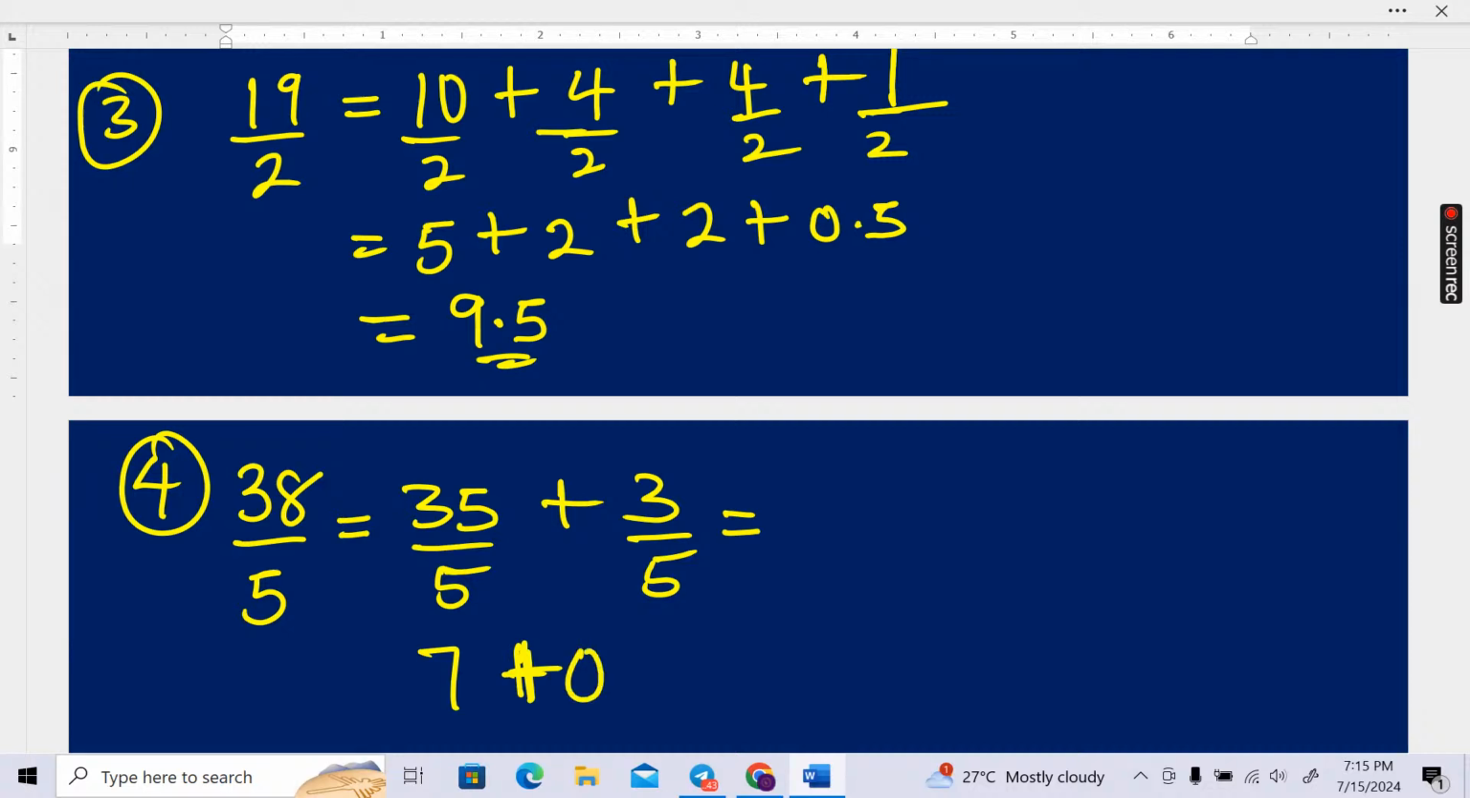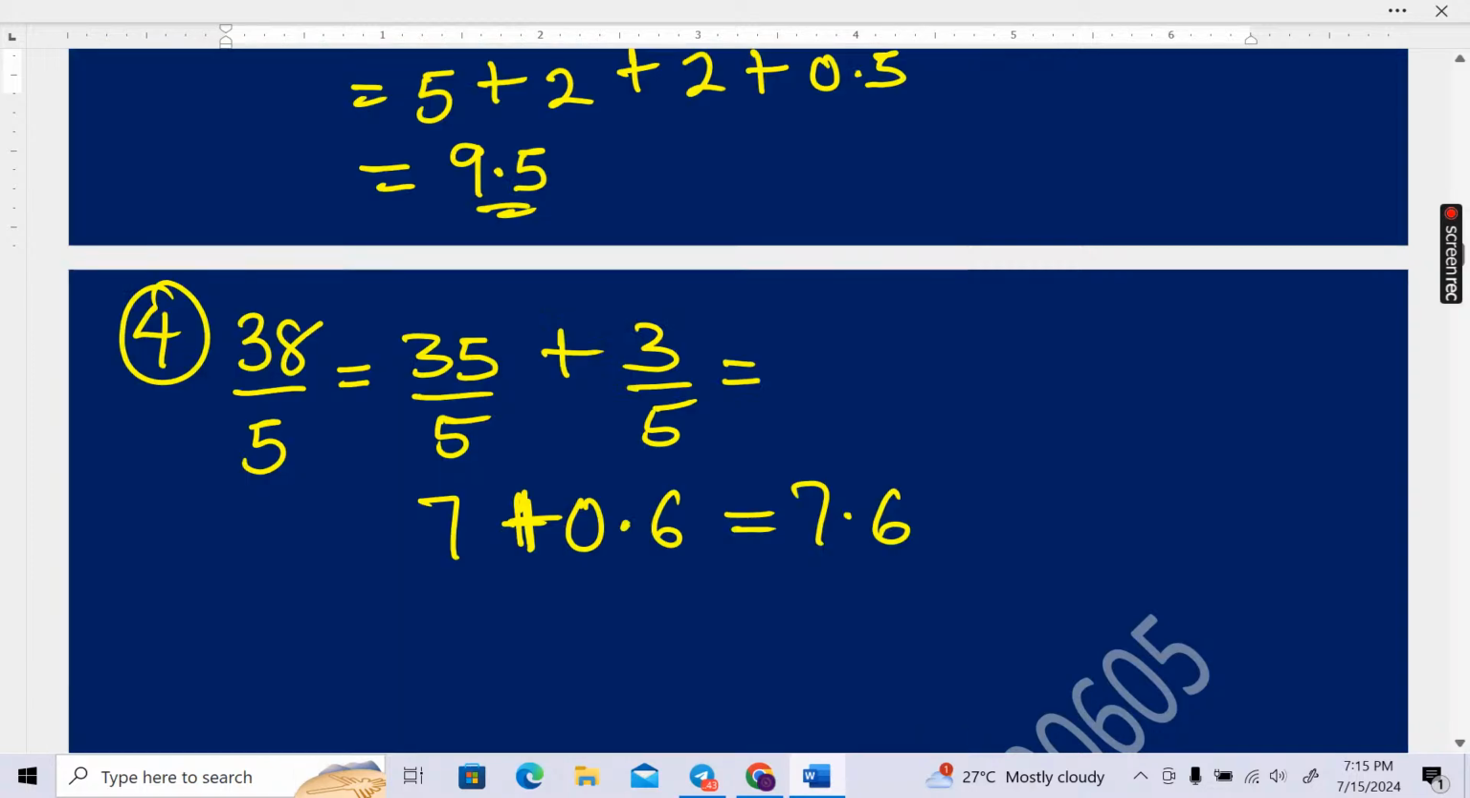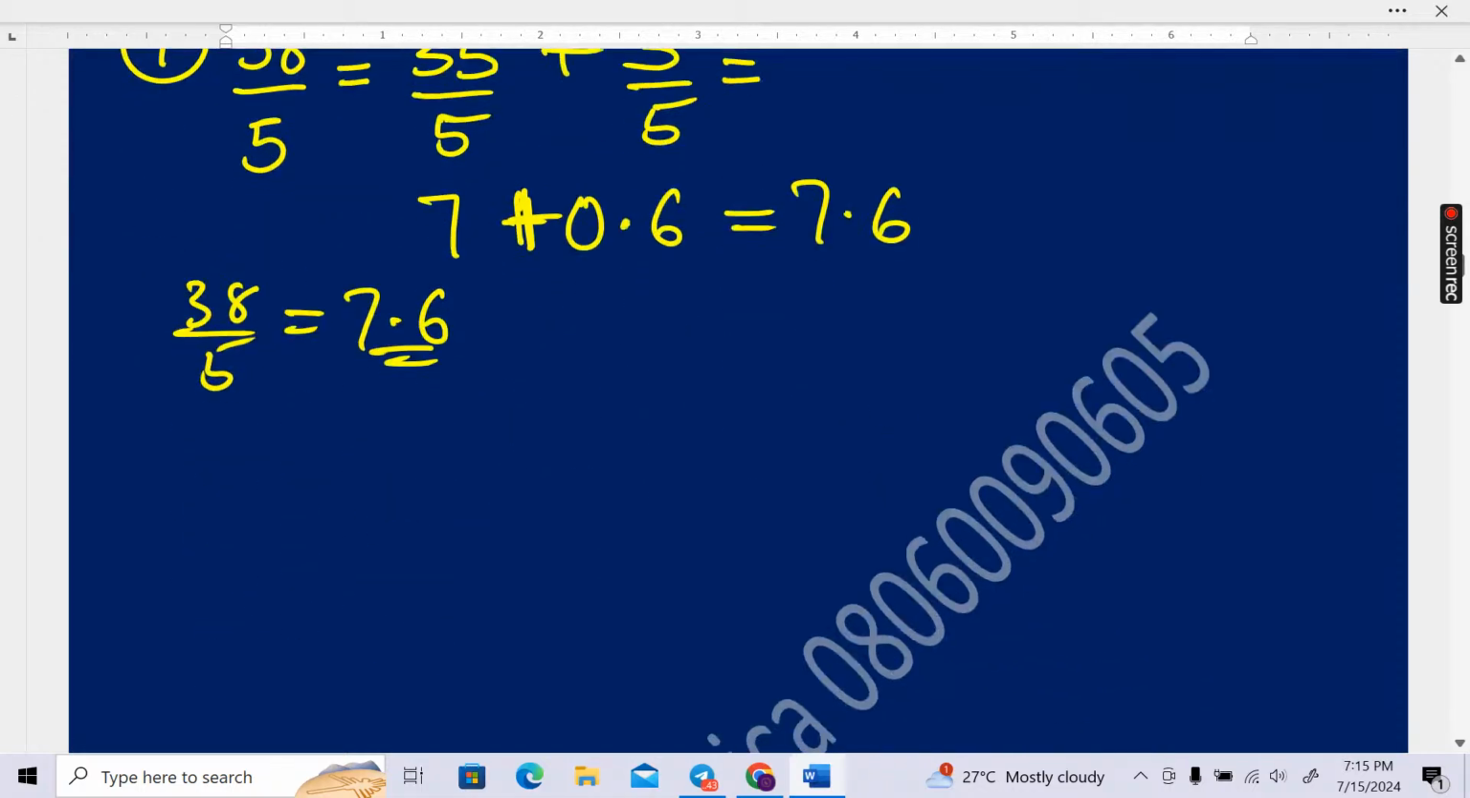Amazing. So 3 over 5 is 0.6. So 7 plus 0.6, that's equal to 7.6. So it means 38 divided by 5 is equal to 7.6. All right, so now let's look at another example on how to divide in your head.